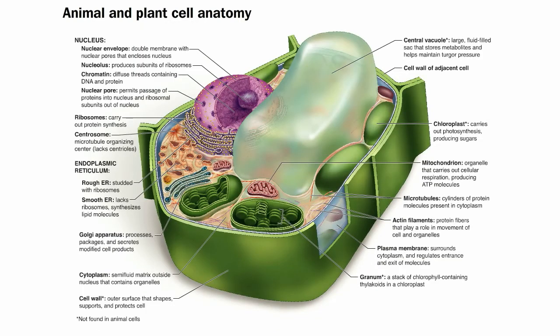Eukaryotic cells share many characteristics, but there are some important differences. Figure 4.5b illustrates a typical plant cell. Can you spot the similarities to the animal cell? These organelles are found in both plant and animal cells. However, there are a few important differences.